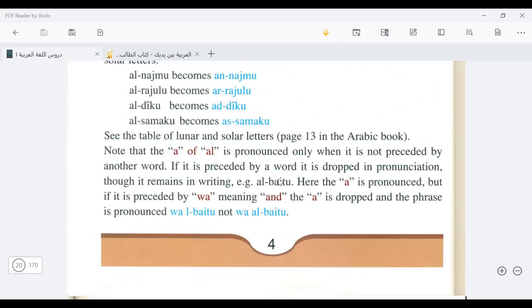So here we have learned that the alif of Al is pronounced only when it is not preceded by another word. If it's preceded by another word, it is dropped in pronunciation, though it remains in the writing. Al-baytu, you pronounce the alif. But if it is preceded by wa, meaning "and", the alif is dropped and the phrase is pronounced wal-baytu, not wa-al-baytu. So you can't say wa-al-baytu. It's wrong. You should say wal-baytu.